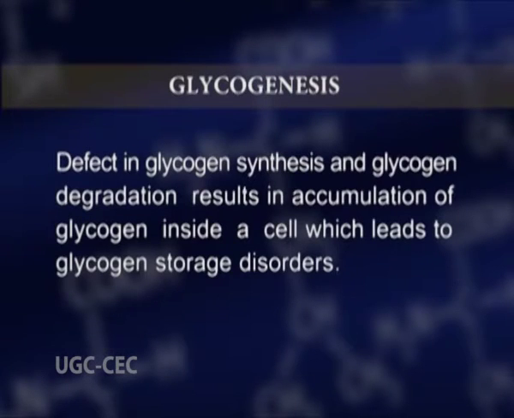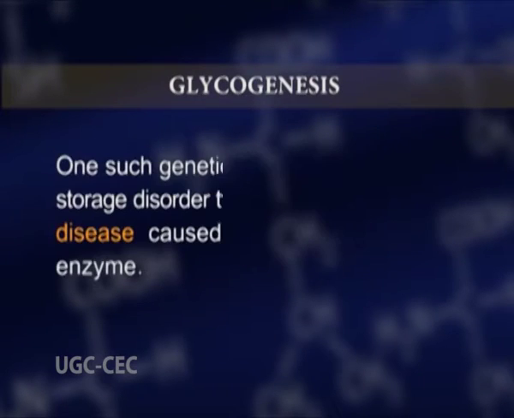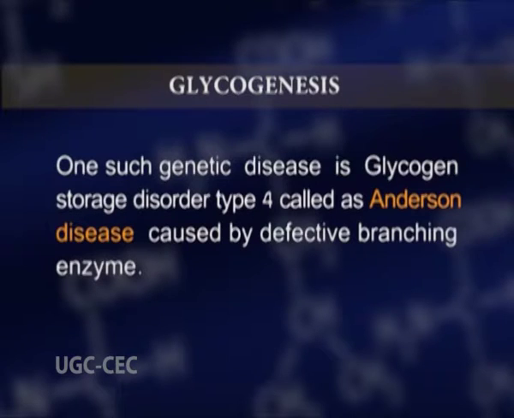Defects in glycogen synthesis and glycogen degradation result in accumulation of glycogen inside a cell, which leads to glycogen storage disorders. One such genetic disease is glycogen storage disorder type 4, called Andersen disease, caused by a defective branching enzyme.